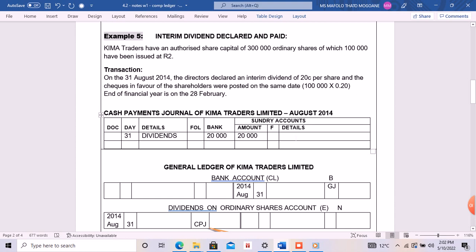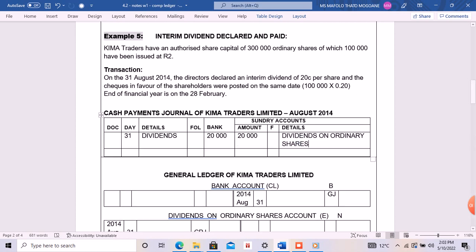Dividends on ordinary shares. Simple as that. So now we record the details. We are recording this transaction for dividends, meaning that we paid money to shareholders. The amount is 20,000, and the details are dividends on ordinary shares.